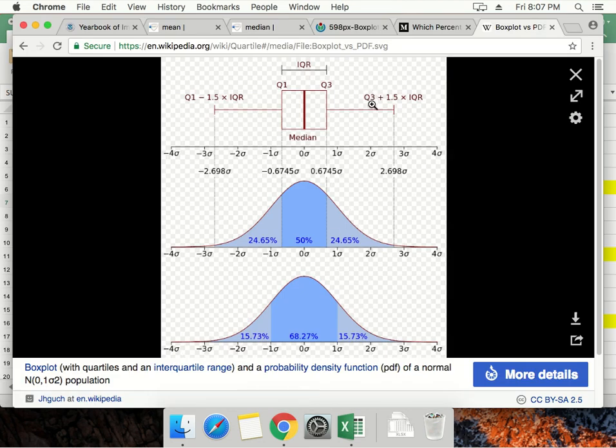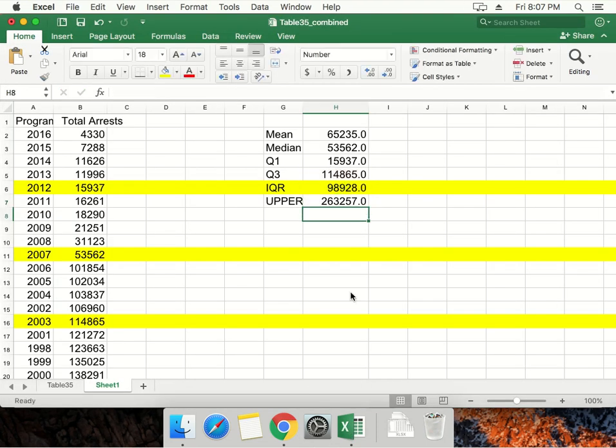So it's Q3, I did that at the end, plus 1.5 times IQR. I hit enter and it gives me a value. And if I say what's the lower bound, let's do it this way. I'll start with Q1. I'm going to add, and then in parentheses, again because I want to make sure it gets applied correctly, I'm going to say 1.5 asterisk, and again, just select IQR and hit enter.